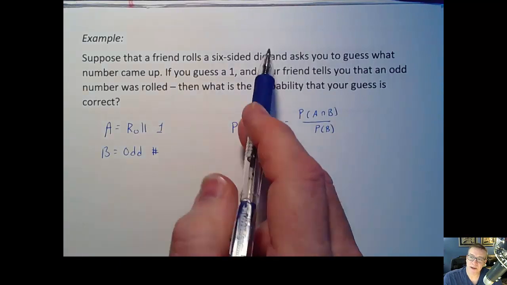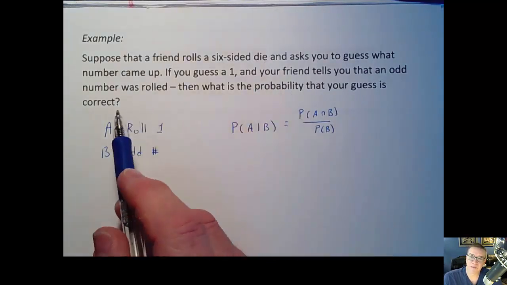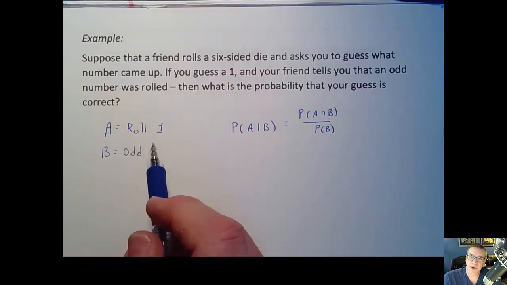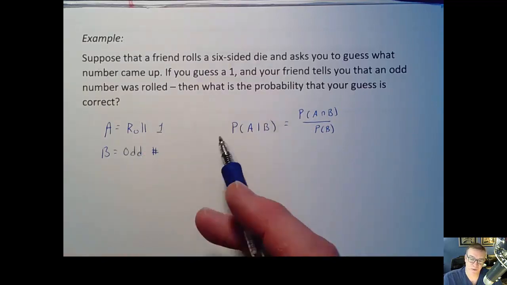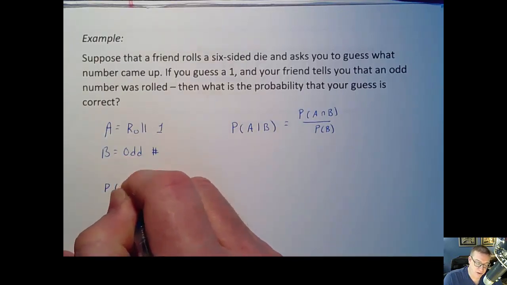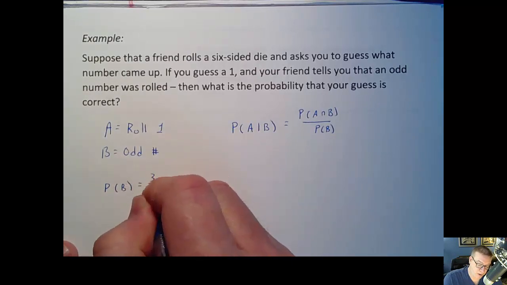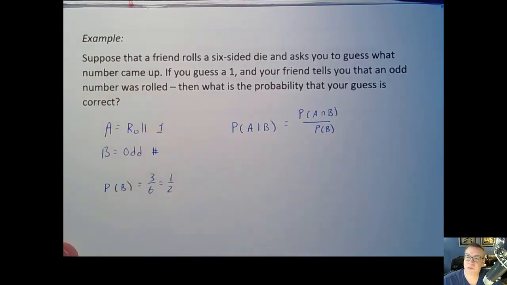Okay, so now let's think about this. The probability of B, we could figure out pretty easily. Probability of B is getting an odd number, and we know that with a standard 6-sided die, there are 3 odd numbers. So the probability of B is 3 out of 6, which is just going to be 1/2.